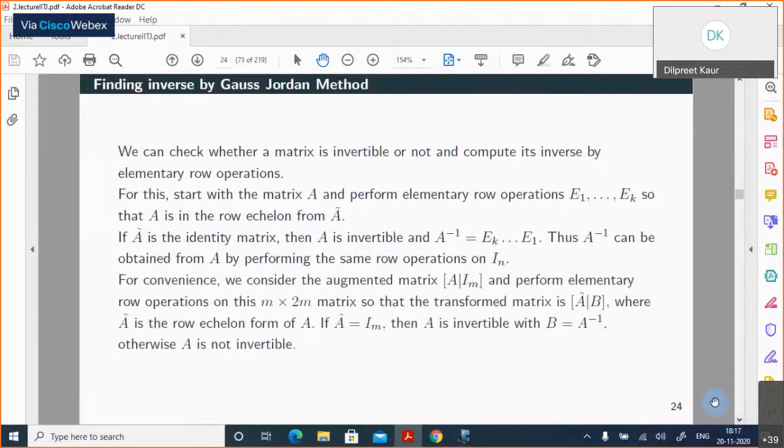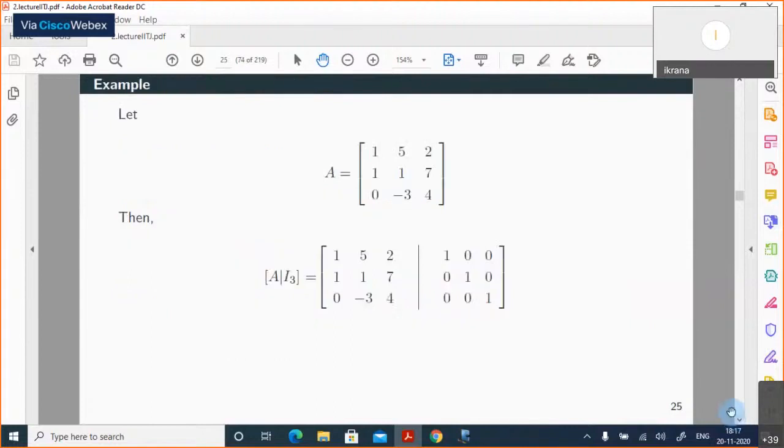So this is the algorithm described just now. Let us look at an example and do it. Let us look at a 3 by 3 matrix. I want to check whether that is invertible or not. So I am going to perform my elementary row operations on this and try to find out what is the reduced row echelon form of it.